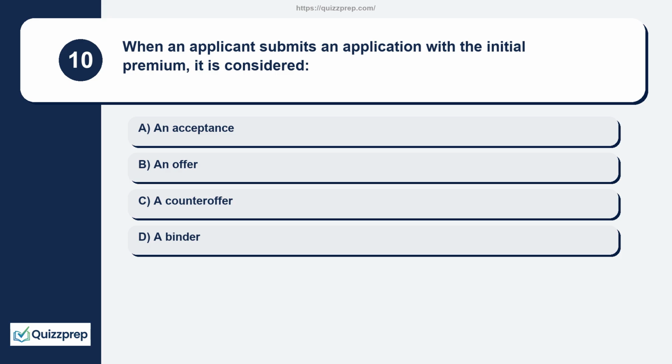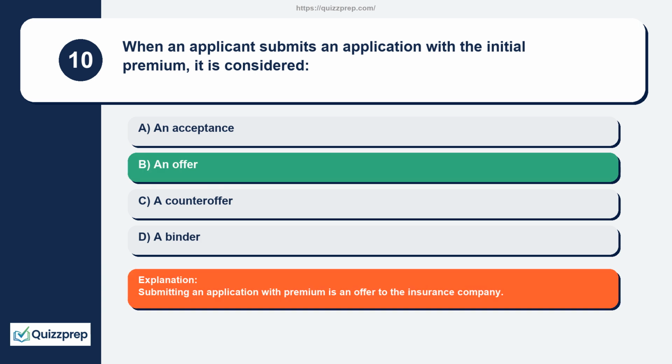Question 10. When an applicant submits an application with the initial premium, it is considered an acceptance, an offer, a counteroffer, a binder. Submitting an application with premium is an offer to the insurance company.